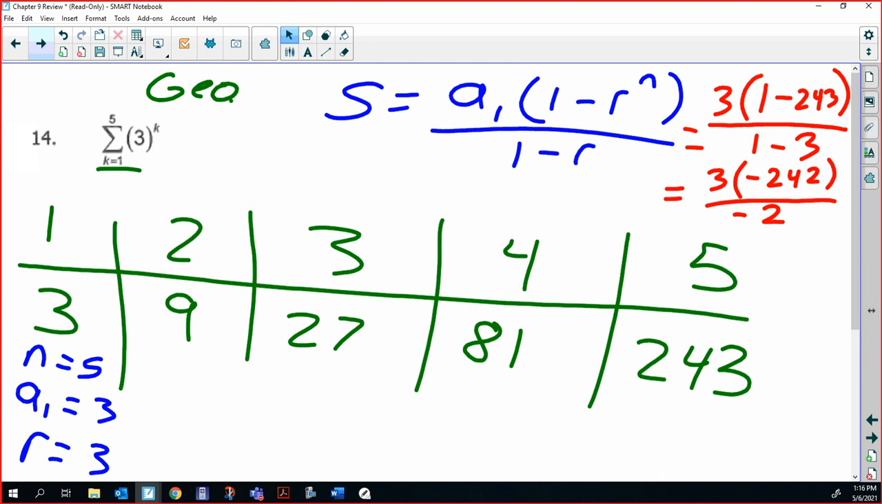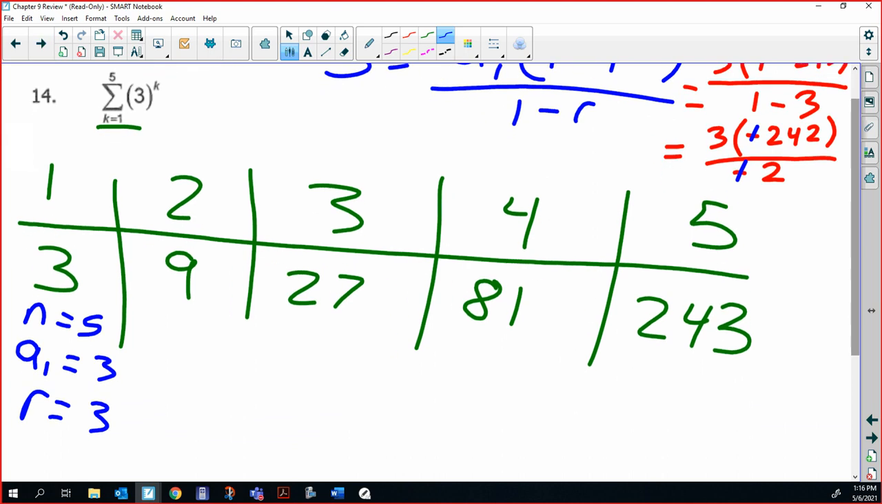So that's 3 times negative 242 divided by negative 2. Those negatives cancel. 242 divided by 2 is 121, which, if you multiply that, would be 363. That should be the same answer as if you manually added up all those numbers. You can use the formula or manually set them up. You can also check them on your calculator.